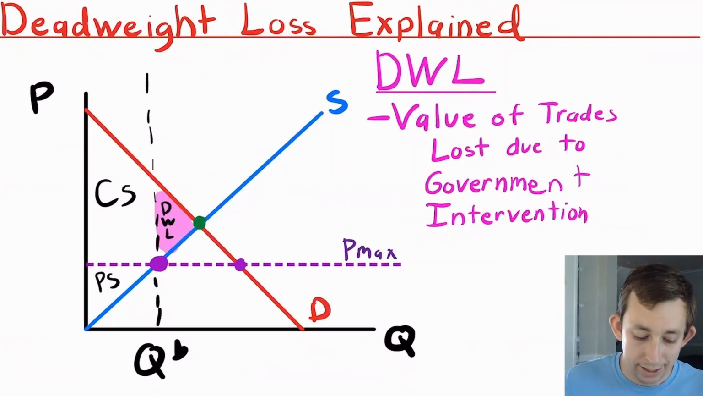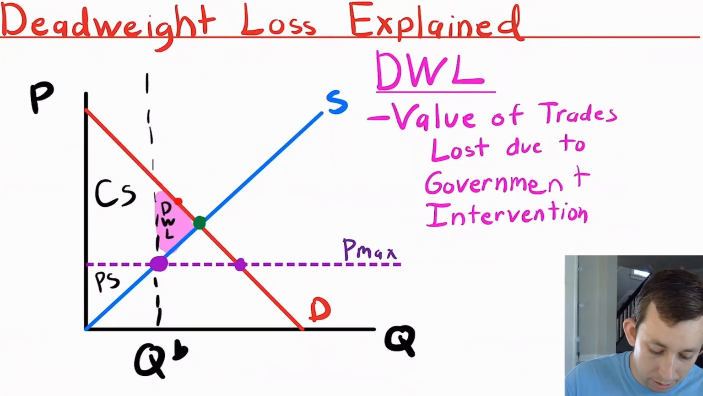Turning back to this idea of this little triangle right in here that we saw in the price ceiling example is what we call deadweight loss.